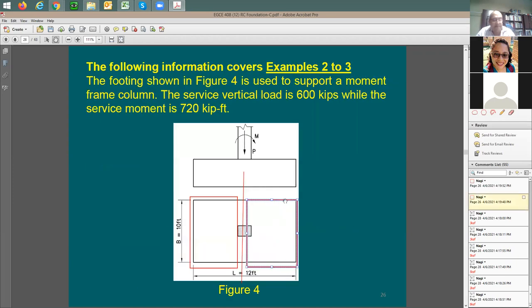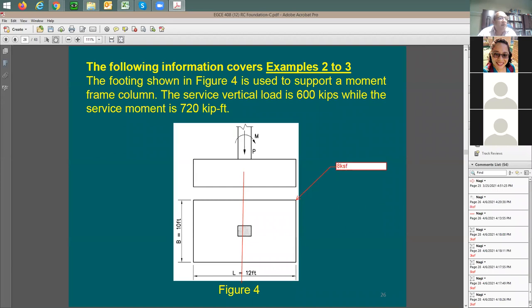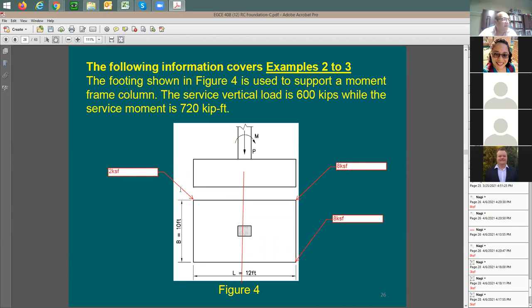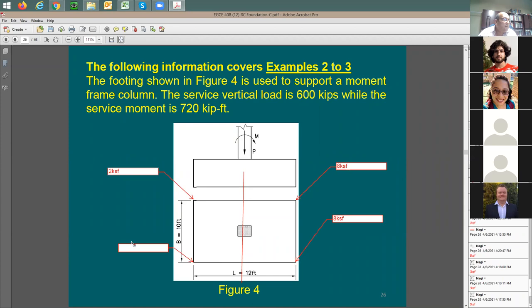I'm going to ask some questions. What is your understanding for the stress at this point? Can someone help me here? Final total stress. How much is it right here at this point? 8. 8? Okay. How about this point? 8. Very good. How about here? 2. 2 ksf, right? And here? You can see 2 ksf.